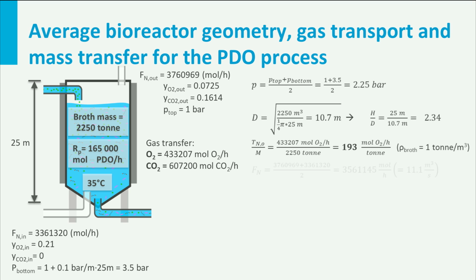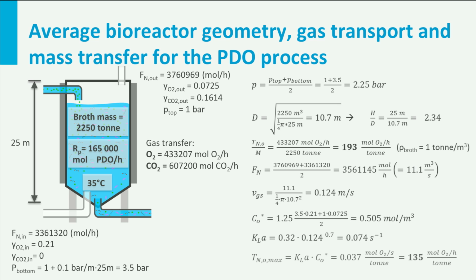With an average gas flow rate of 11.1 meter cubed per second, to be calculated from the molar gas flow rate via the gas law, we can now quantify the superficial gas velocity. Also the oxygen solubility, the KLA, and the maximum oxygen transfer rate, all averaged over the height. The CO2 concentration can be calculated in a similar way, which I leave to you. The result of such calculations would be around 7 moles per meter cubed.